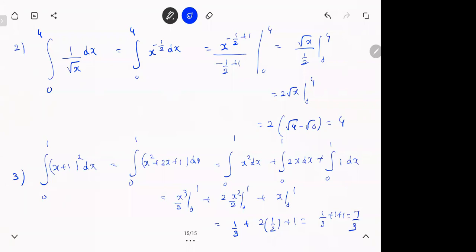Have a look at it. Ask me if you're confused anywhere. The third one, you have to just expand (a plus b) whole square and then integrate each term. It's f of x plus g of x.